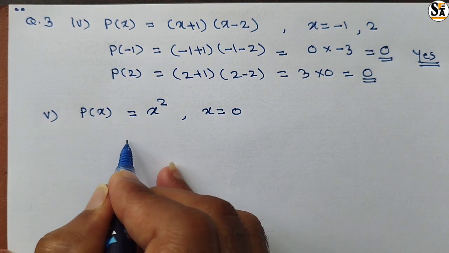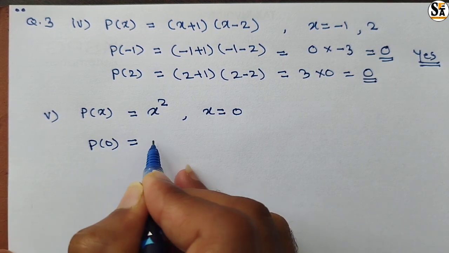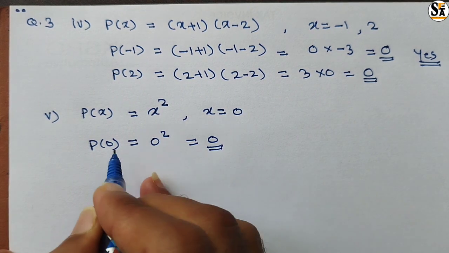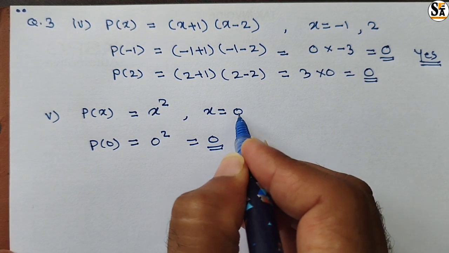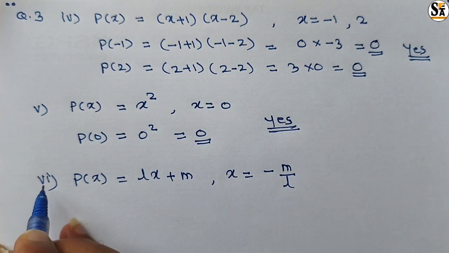Means put the value of x as 0 in this equation, p of 0, that will be equal to 0 square, and 0 square is nothing but 0. As we are getting the value of polynomial as 0, so this is a 0 for this polynomial, so our answer is yes. Now see the sixth sub question.